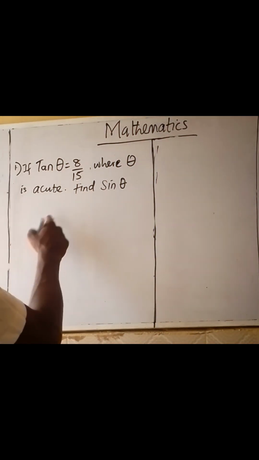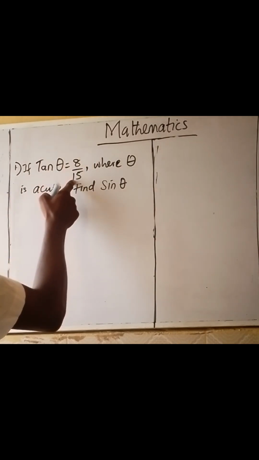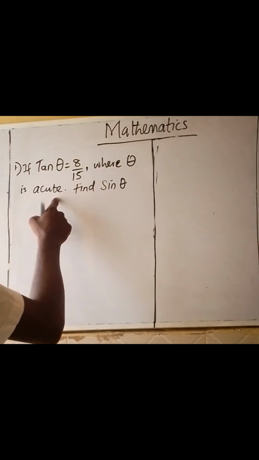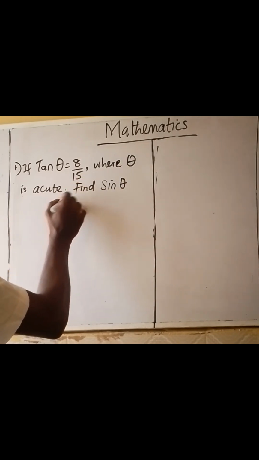When I look at this particular question, it says: if tan theta is equal to 8 over 15, where theta is an acute angle, find sin theta. Solution to this question.